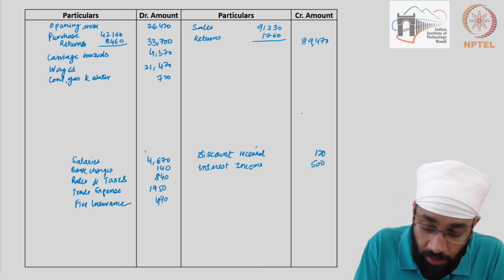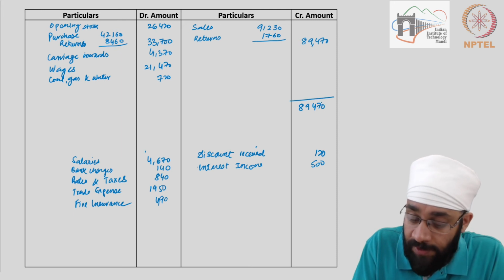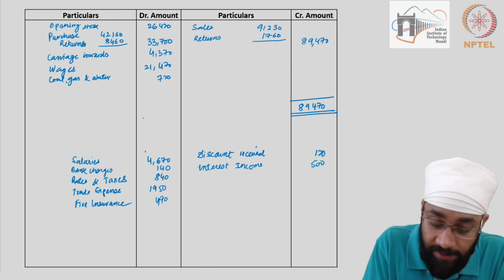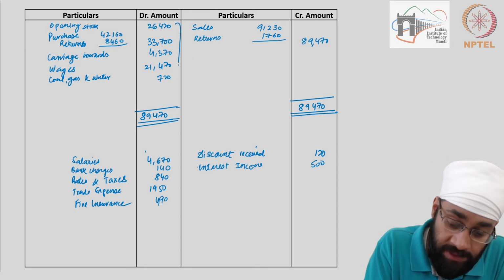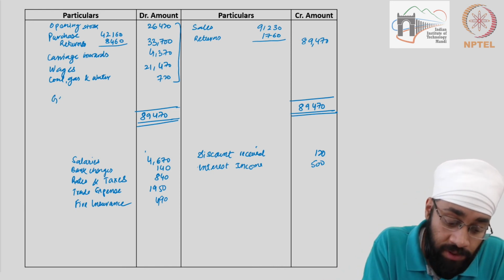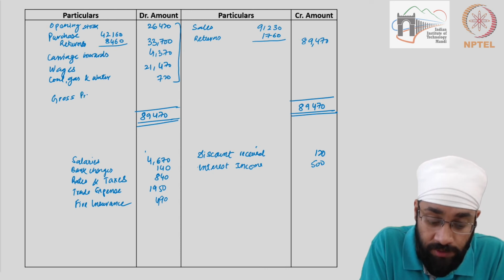So the total on the credit side is 89,470. This is the amount earned during the year. This is the top line. So 89,470, and you have to sum this up and say what is the total expenses, total cost of the goods that have been sold, in order to figure out the balancing figure, which is gross profit carried down during the year.